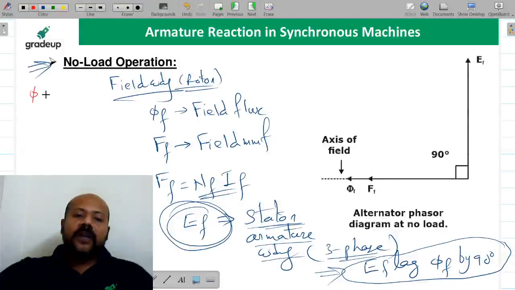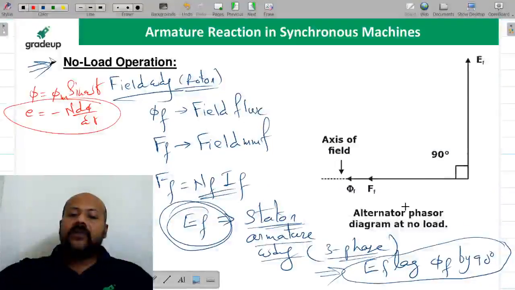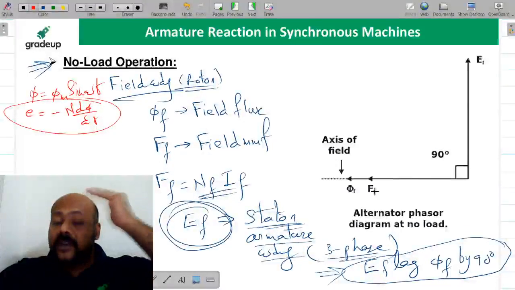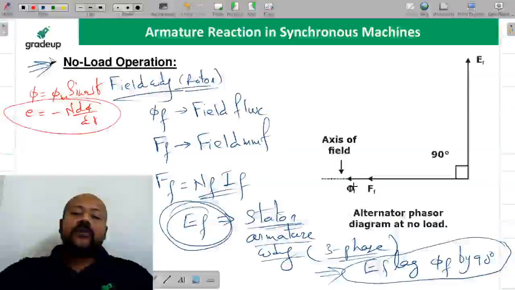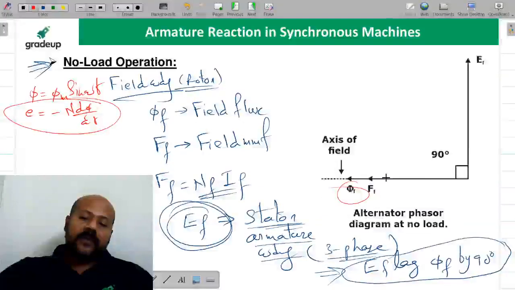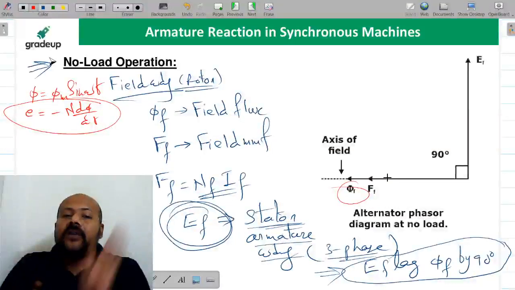Because this field flux I am writing as phi equals phi m sin omega t, and this excitation EMF is minus N d phi by dt. If you do this derivation, you will get that this excitation EMF induced in the stator armature winding is going to lag this field flux phi f by 90 degrees. So this is the diagram you have for the no load operation.